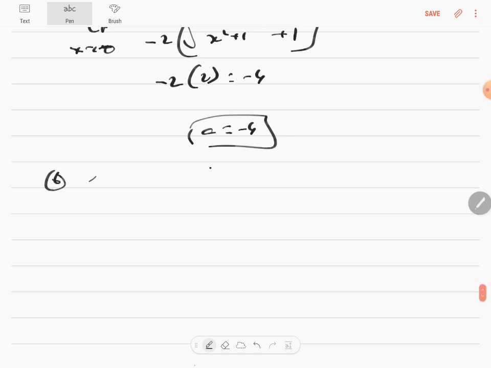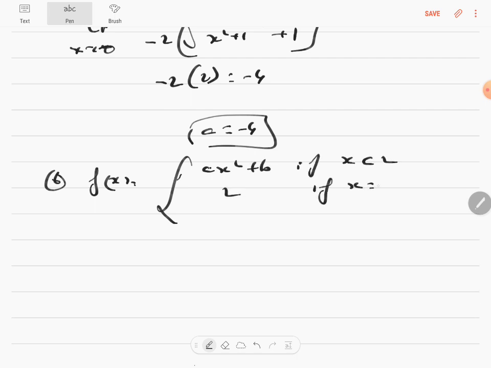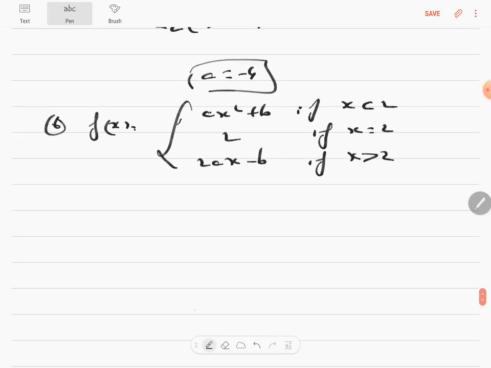The sixth question. f of x is equal to ax square plus b if x is less than 2, and 2 if x is equal to 2, and 2ax minus b if x is greater than 2. The moment I see this sum, I know I'm going to approach 2 from the left and 2 from the right. But do I even need a graph? I don't need a graph because it doesn't have a denominator. When it doesn't have a denominator, direct substitution.